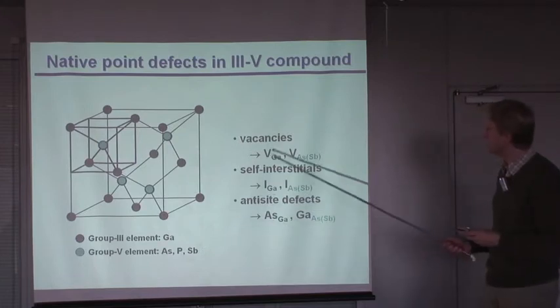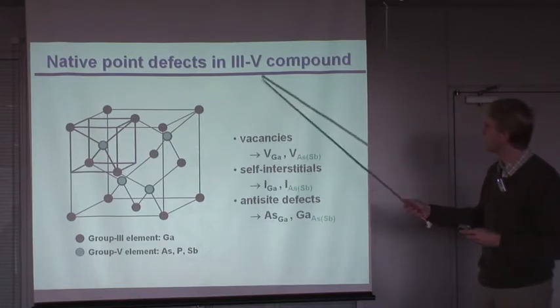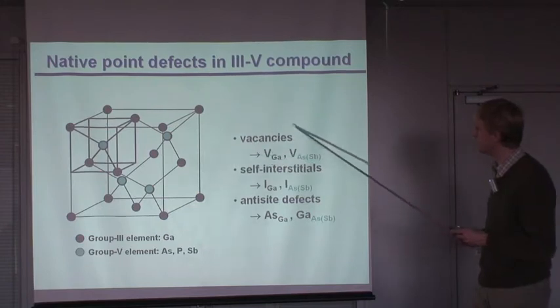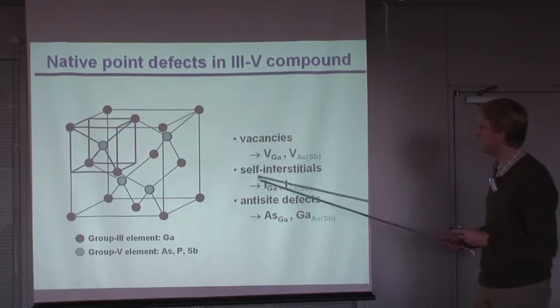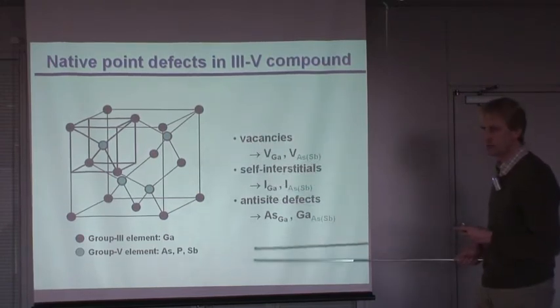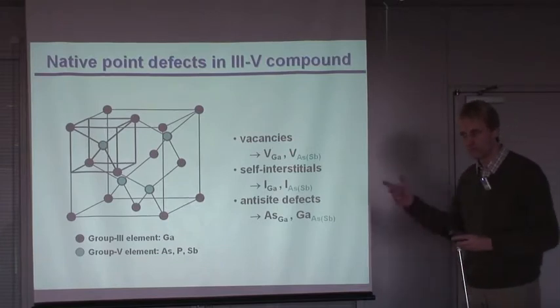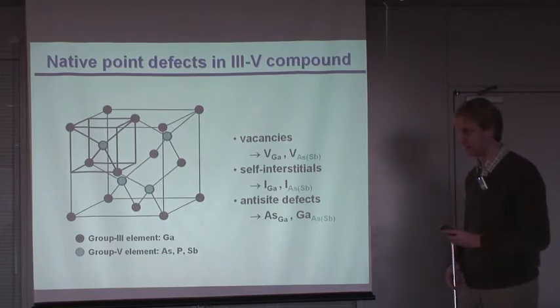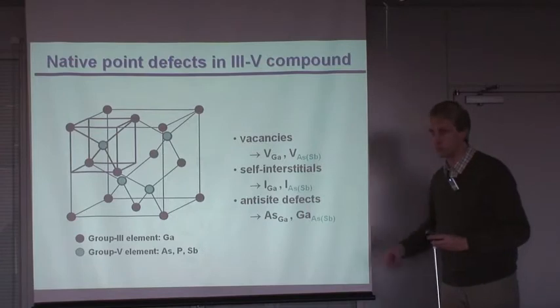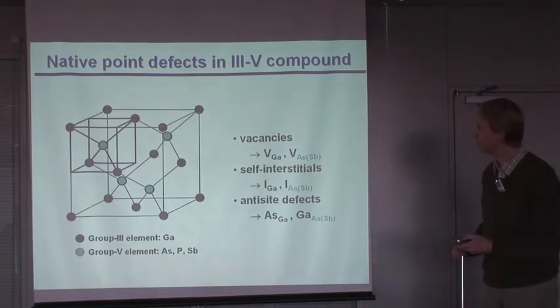So this means self-diffusion in compound semiconductors is also mainly described by vacancies and self-interstitials, but you have to take in mind that always two of these species can contribute on either sublattice.